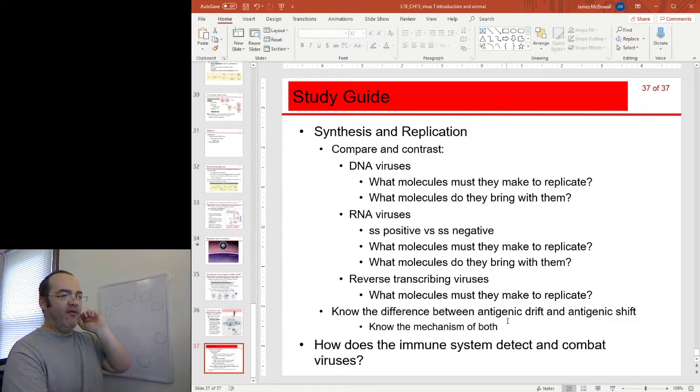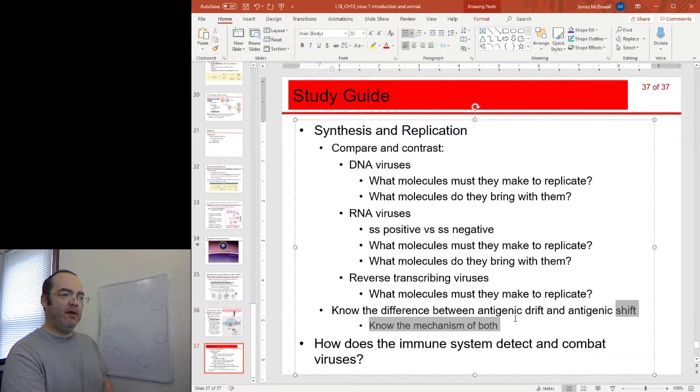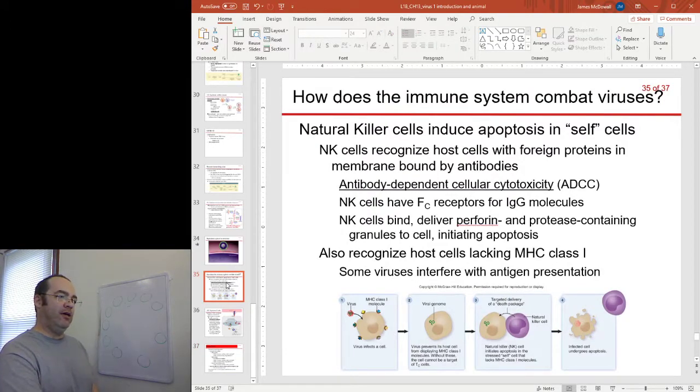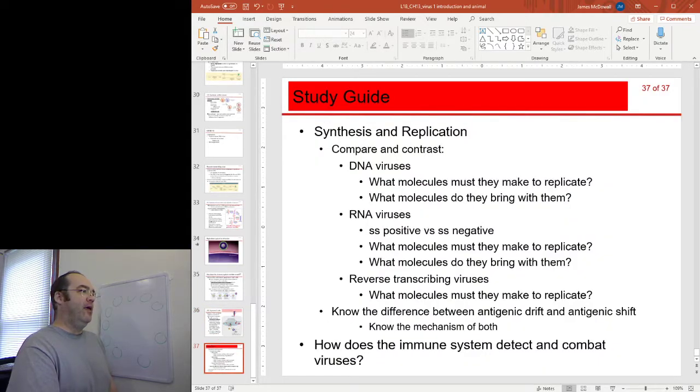We looked at the idea of antigenic drift and antigenic shift. Make sure you know the difference between those, what causes them, and the outcomes. And then we looked at a couple of ways involving the cells of the immune response. We looked at how natural killer cells work to recognize and kill infected cells, and how cytotoxic T cells work to recognize and kill infected cells. Okay, that's enough for now.